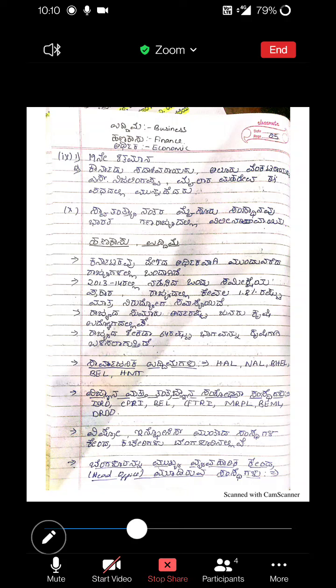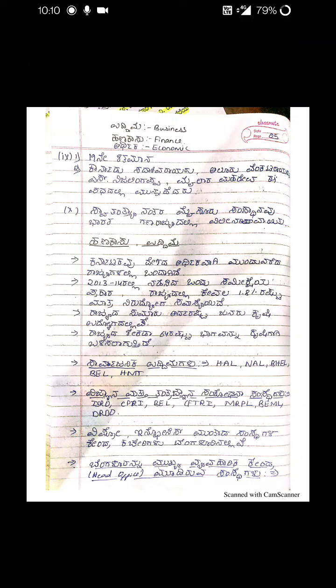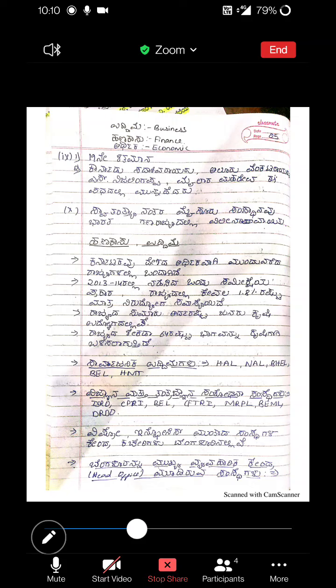So Arthik means economic. So Karnataka is one of the economically established states.